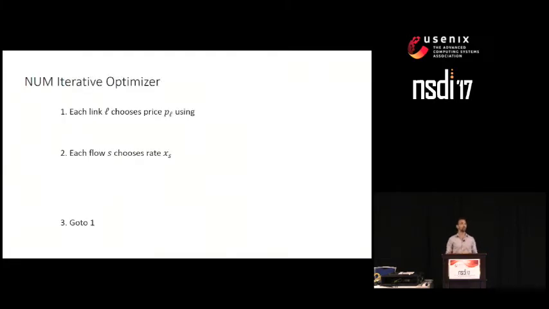We solve NUM using the Lagrange multiplier method, which is an iterative optimizer, which essentially introduces a price for every link. Link prices are adjusted based on the difference between the aggregated flow rates on the link and the link capacity. You can think of the link capacity as supply and the aggregate flow rates as demand. So when demand exceeds supply, prices increase. When demand is below supply, prices decrease.